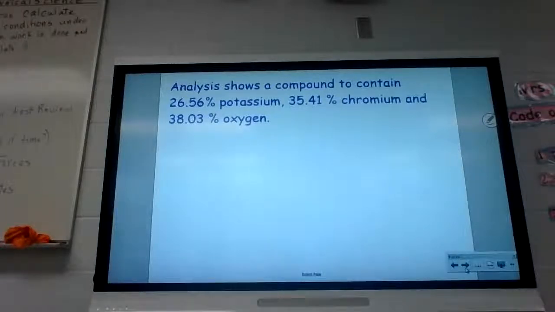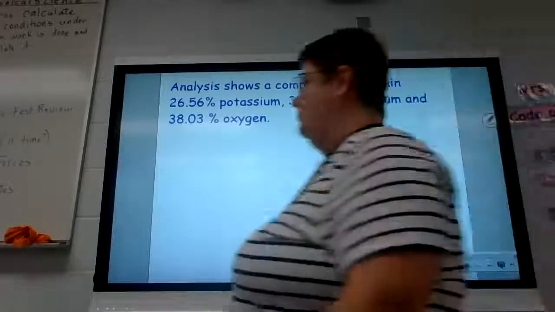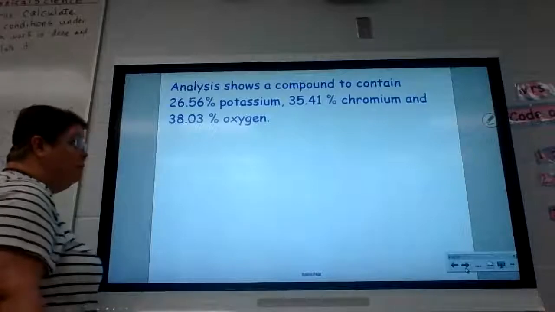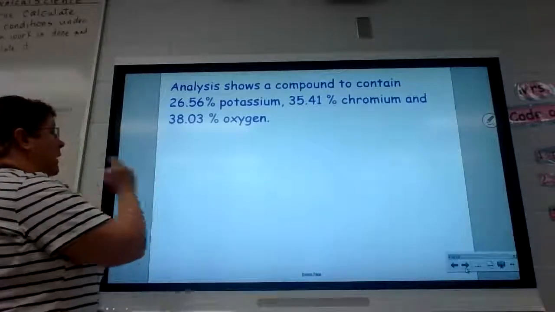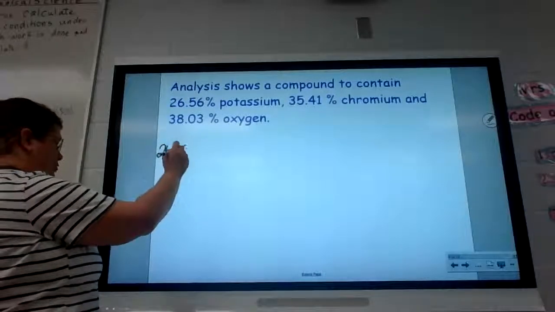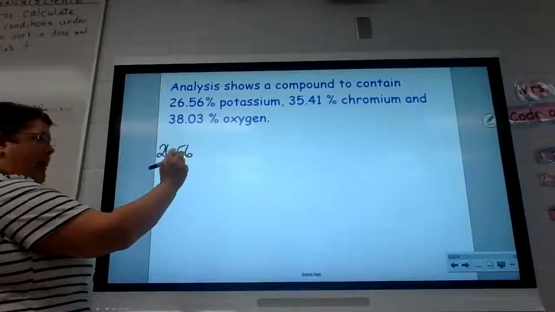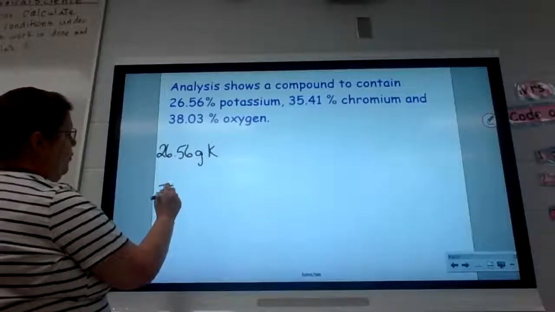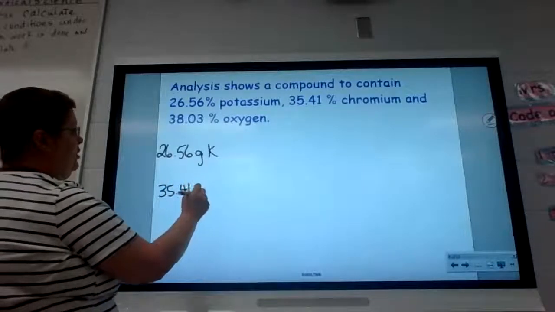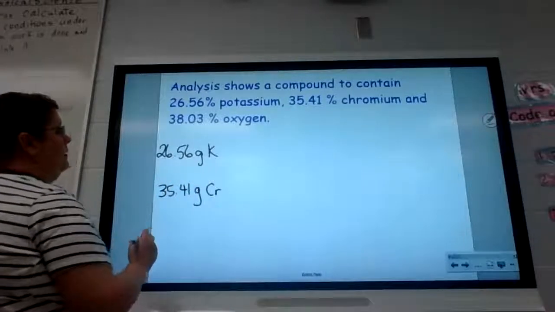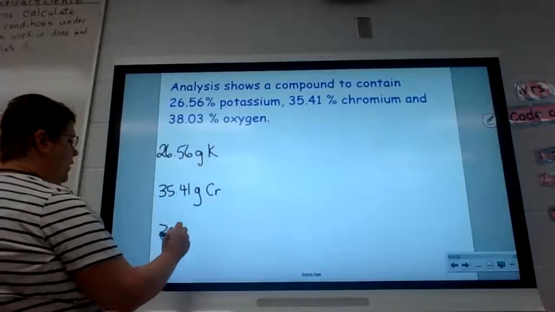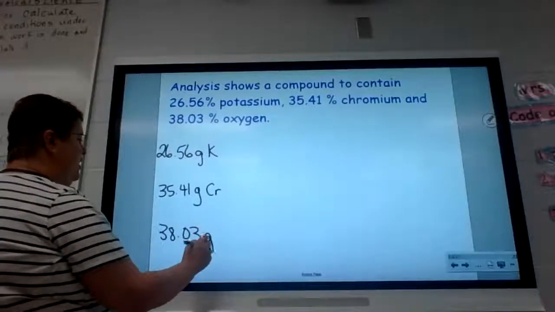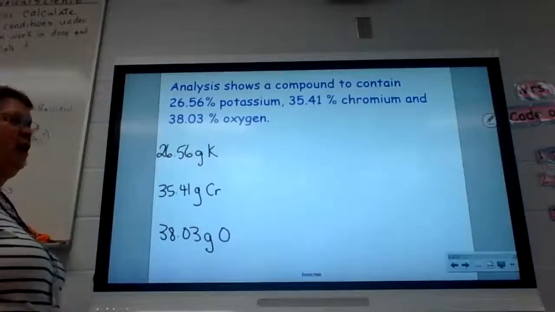All right. So when you look at this, we're starting it the same way. What do we do? Add the unit G. All right, put the G on. So that's K, and then 35.41 G of chromium, and then 38.03 G of oxygen. All right, so they all have G's now.